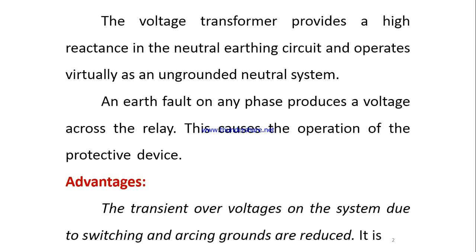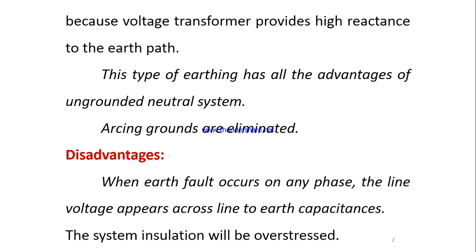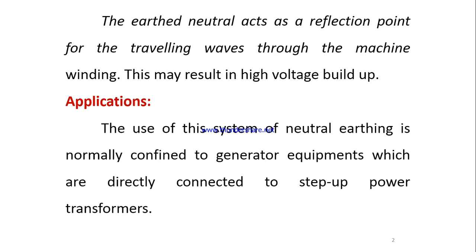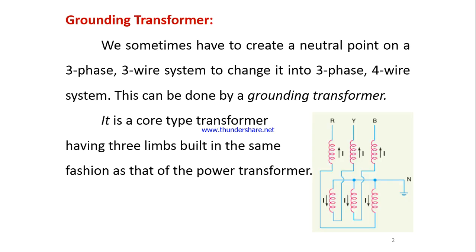So the transient overvoltages on the system due to switching and arcing grounds can be highly reduced. And this type of earthing has all the advantages of the ungrounded neutral system. Arcing grounds can be eliminated. The main disadvantage is that the system insulation will be overstressed due to the occurrence of various types of faults. And while considering the applications, they are used for confinement of generator equipment which is directly connected to the step-up power transformers.